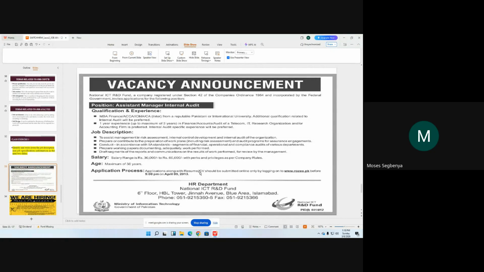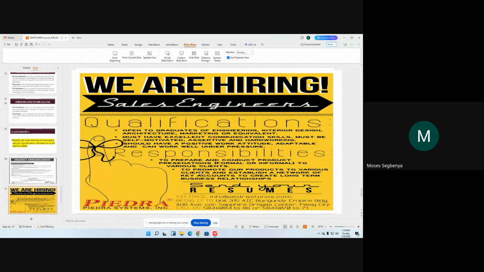Other things are there, salary, age, which we may add to the job specification. Application process, that is also there. The address and what have you to apply are there. If you take this one, you can see very well that the person starts with the qualification again before the responsibilities. Here, they didn't write anything, specification or description. But you as an expert, you know what they are talking about.